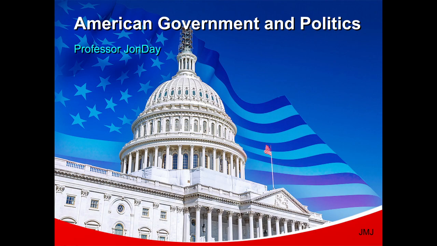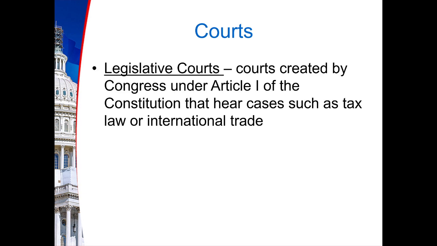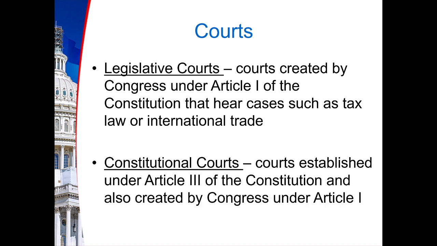In this lecture, we're going to be looking at the courts. So the first thing you need to know about the courts is that there are two types of federal courts. The first is what's called the legislative courts, and these are the courts that are established by Congress under Article 1 to hear cases such as tax law, international trade. They look to see if someone has broken a law and then what their punishment should be.